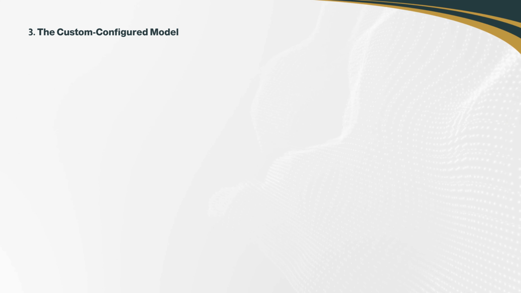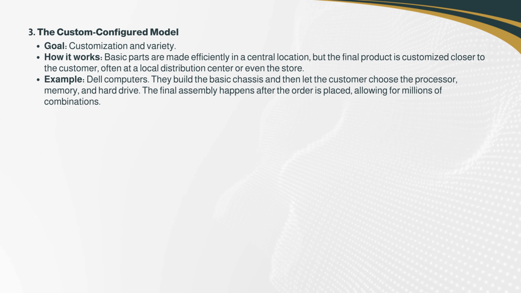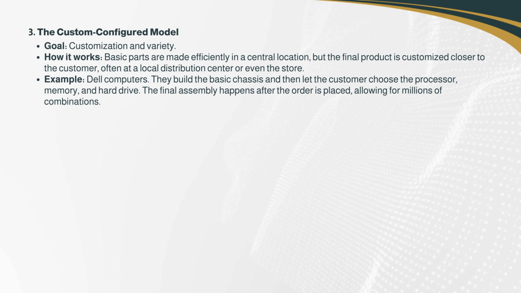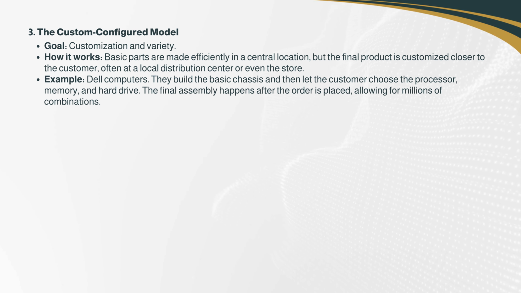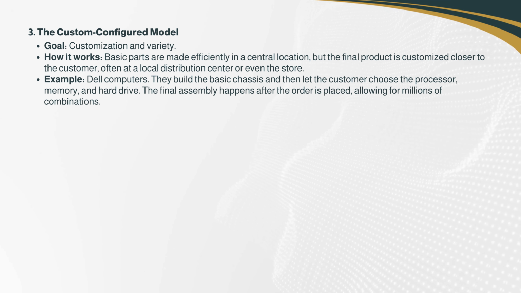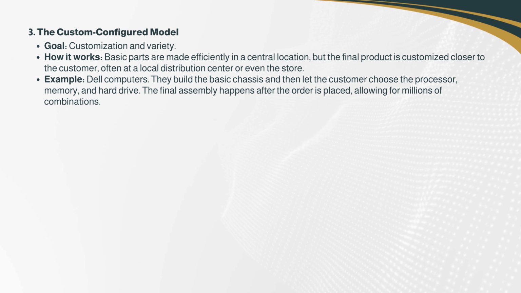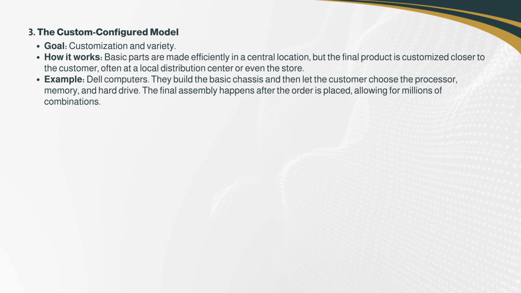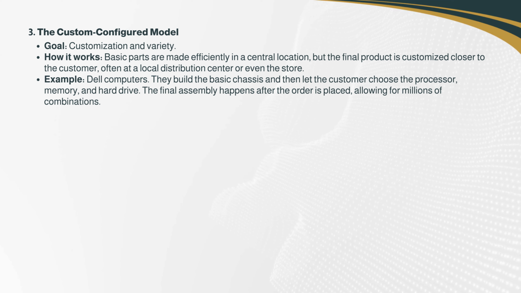3. The custom configured model. Goal: customization and variety. How it works: basic parts are made efficiently in a central location, but the final product is customized closer to the customer, often at a local distribution center or even the store. Example: Dell computers. They build the basic chassis and then let the customer choose the processor, memory, and hard drive. The final assembly happens after the order is placed, allowing for millions of combinations.